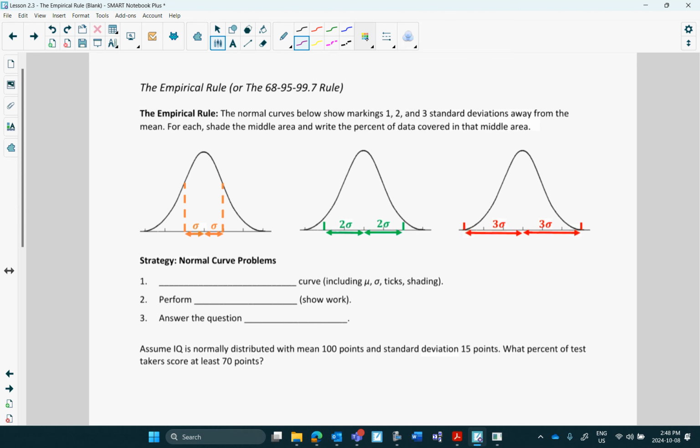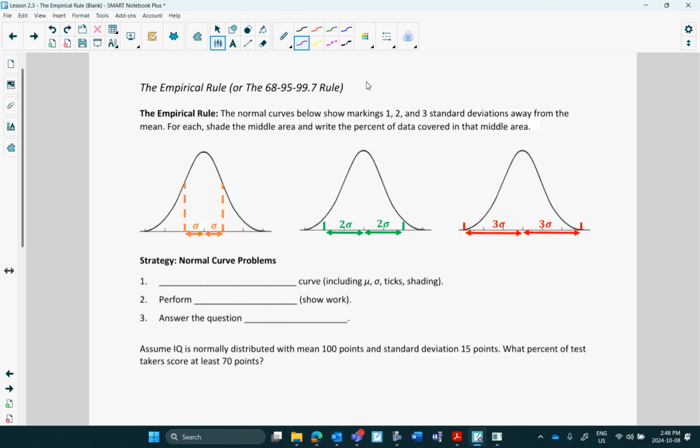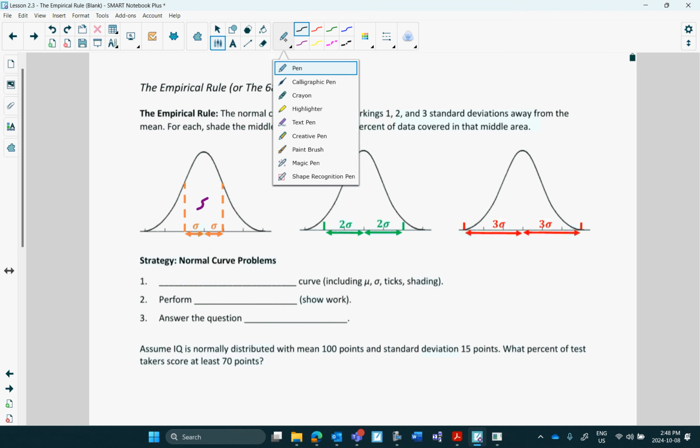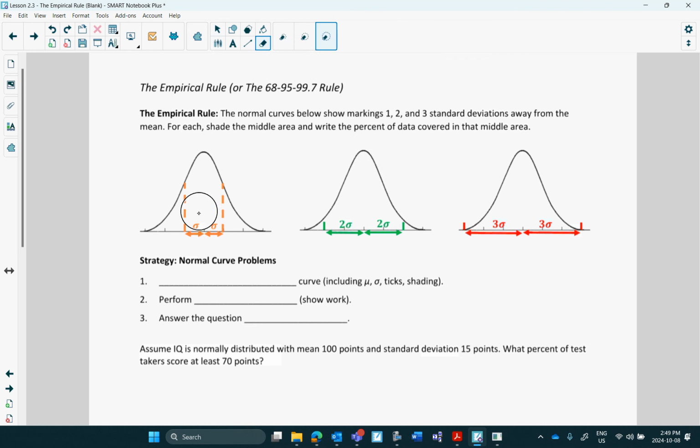I hope I can get the colors here. Let's do it like this. Stop it. Please work. No. Yes. Work. There we go.